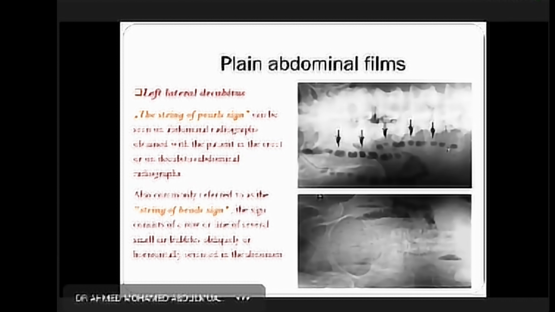So you see a string of beads. This is when the small bowel is fluid filled and dilated, and you can see this in small bowel obstruction. So this is one feature of small bowel obstruction. We can see it in erect abdominal x-ray or in left lateral decubitus. We can see it. Okay.